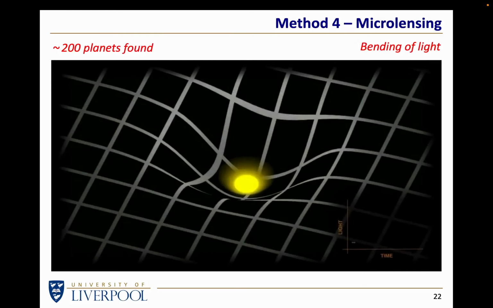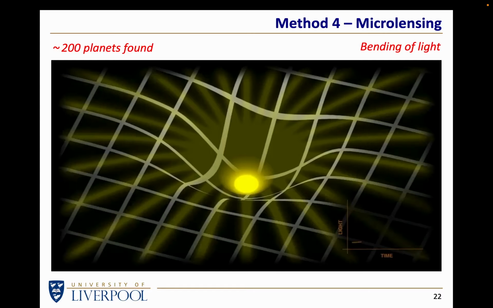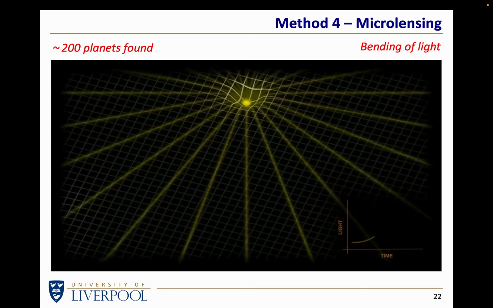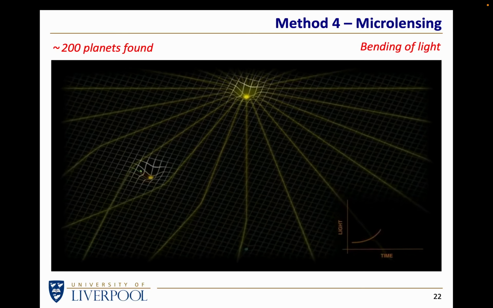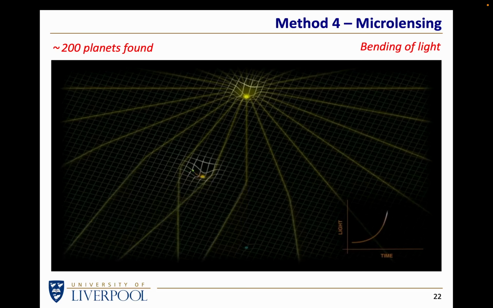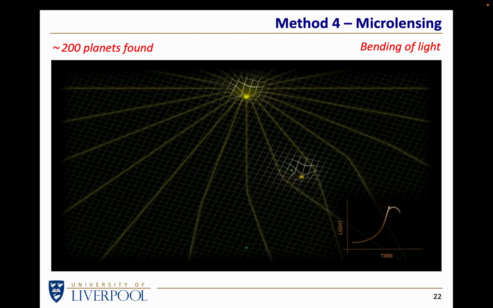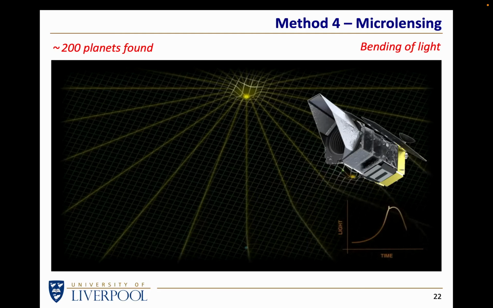Method number 4 is microlensing. A few planets have been found this way. Microlensing means the distortion produced by, here we see a distant star producing light and a star and a planet moving in the foreground. If we imagine that we are the blue dot at the bottom picking up light from the distant star, we can see that the starlight changes in intensity as indicated in the picture in the bottom right there.